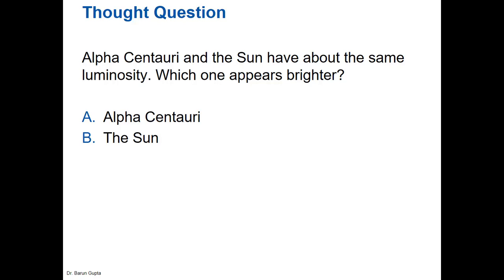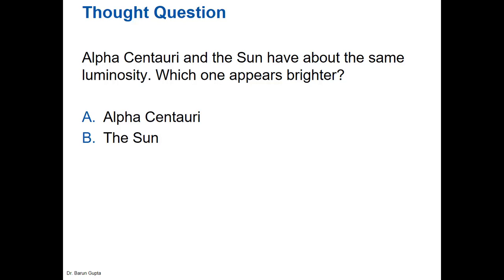It has three stars. We call them Alpha Centauri A, Alpha Centauri B, and Proxima Centauri. So it is a combination of three stars. And the two stars, Alpha Centauri A and Alpha Centauri B, form a binary pair, a binary system.